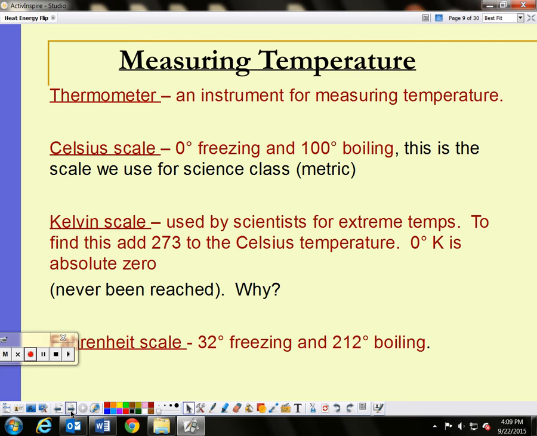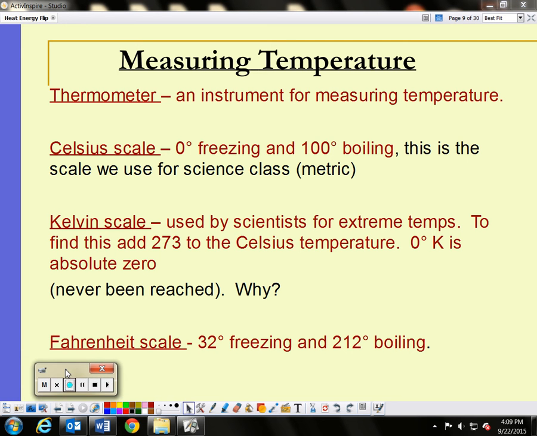A thermometer, you should know this, guys. A thermometer you use to measure temperature. In science class, we use Celsius, where 0 is freezing and 100 is boiling. At your house, or like at the bank when you're driving by and it shows the temperature, or car dealerships sometimes have them, you're going to see the Fahrenheit scale. This is the Americanized version, where 32 degrees is freezing and 212 is boiling.